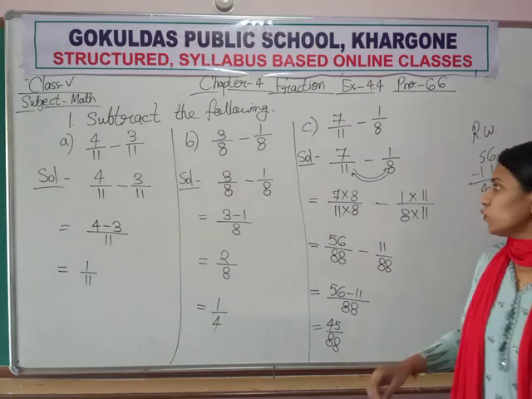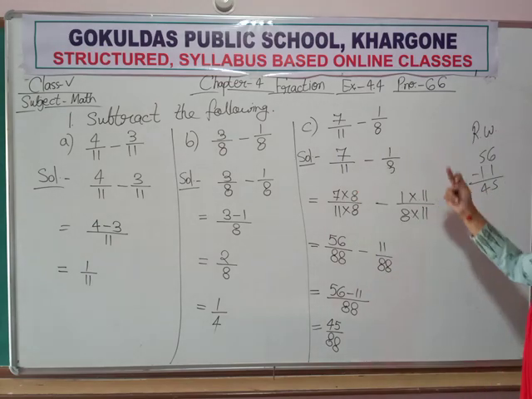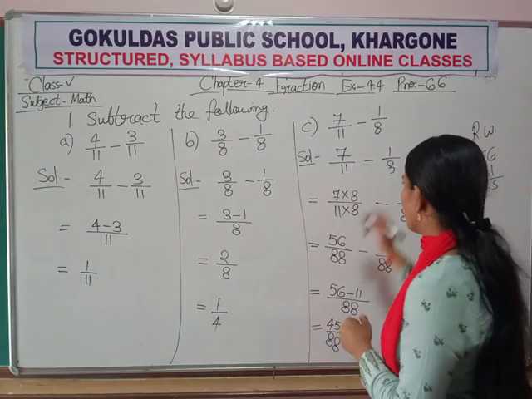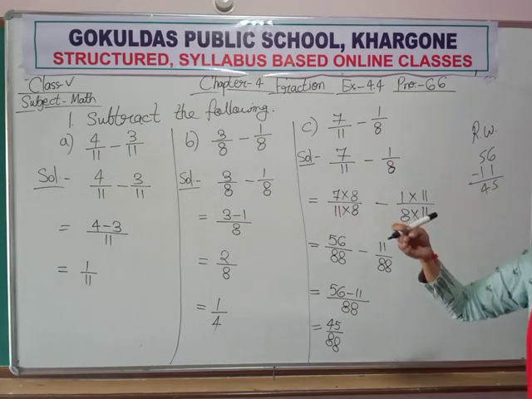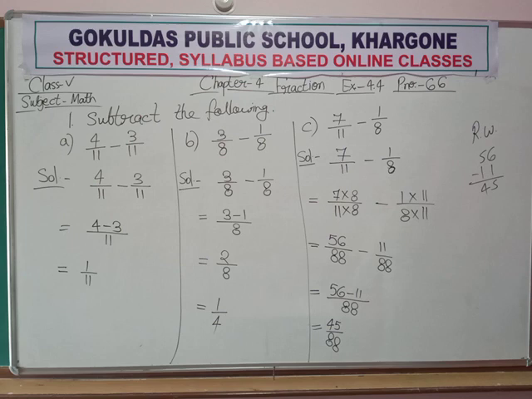What you need to do? First of all, convert the unlike fractions into like fractions. Then subtract. In the addition case also, what will you do? If you want to add two unlike fractions, then convert them into like fractions, then add. There are other methods also to solve these questions. I will provide you in PDF, okay?